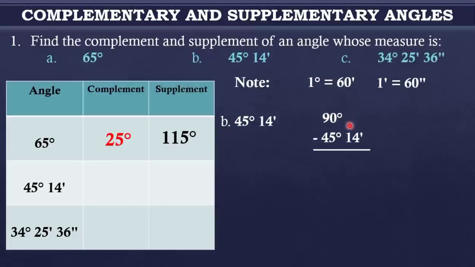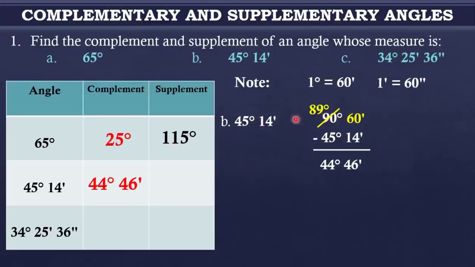So we borrow 1 degree. This is what we borrowed. Since we borrowed 1 degree, this becomes 89 degrees. Now we can subtract. 60 minus 14 is equal to 46 minutes, and 89 minus 45 is equal to 44 degrees. Therefore, the complement is 44 degrees and 46 minutes.